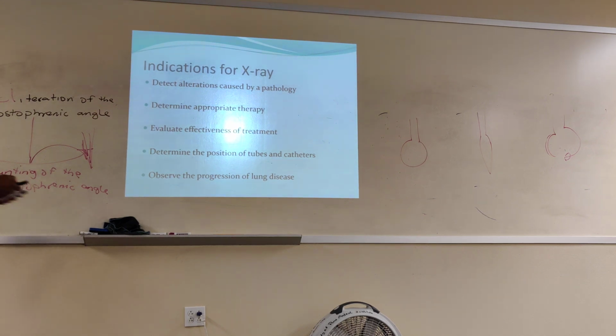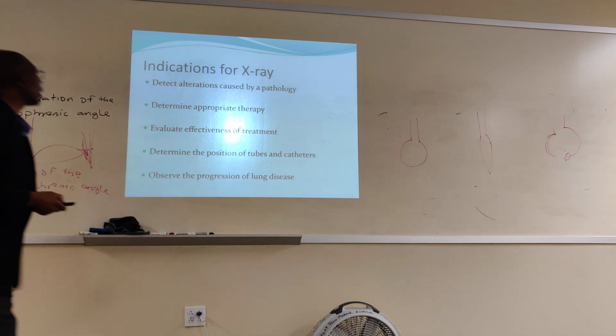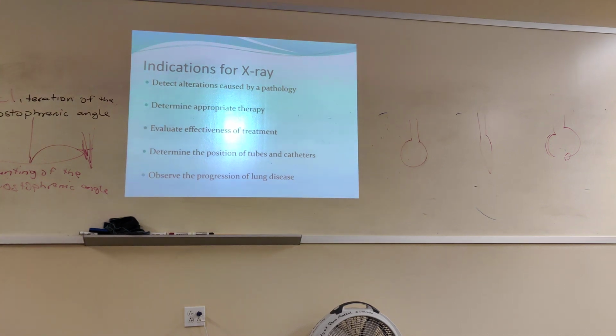Indications for chest X-ray. Detect alteration caused by pathology. You have a disease process, we want to see the extent of the damage. We can take a chest film like emphysema. Determine appropriate therapy. Evaluate effectiveness of treatment. Determine the position of tubes and catheters.